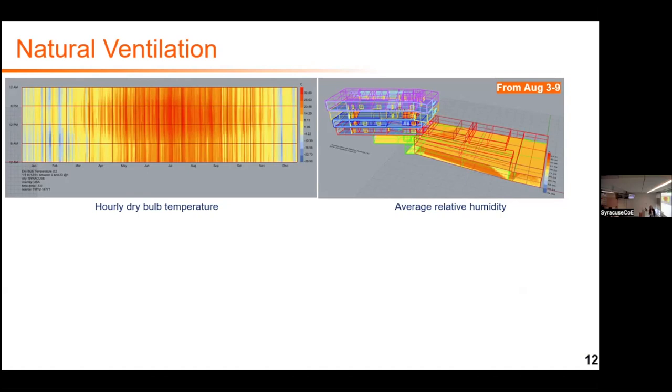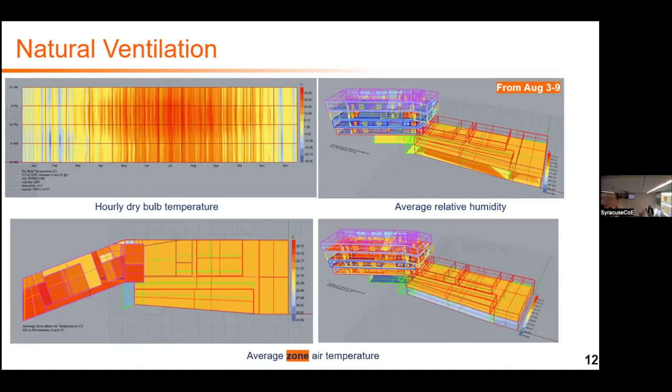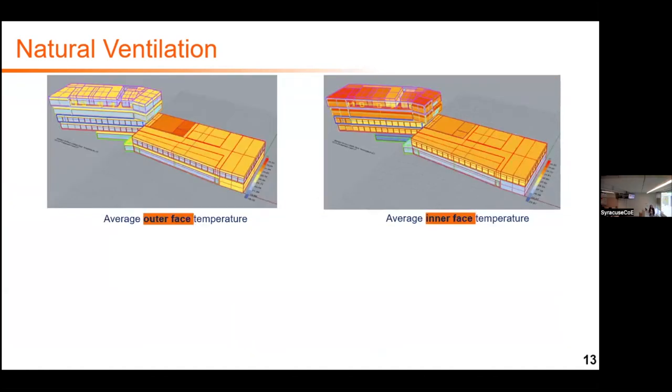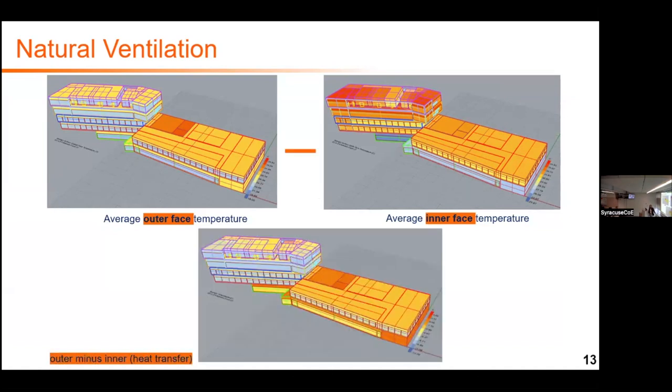This figure shows the average relative humidity. And then we can also use this framework to get this result. It's the average zone air temperature. The left side figure is from the top view, and the right side is from the front view. Also we can calculate the average outer face temperature of the outer wall compared with the average inner face. If we subtract the inner face from the outer face, we can get how much heat will be transferred, or the difference from the outer part to the inner part of the walls. It's a good way to do the energy consumption calculations.